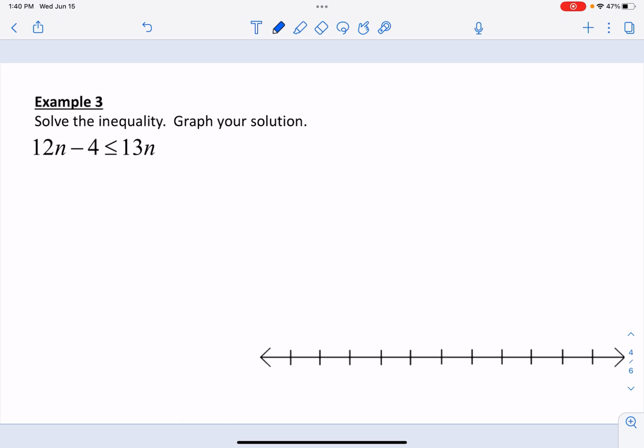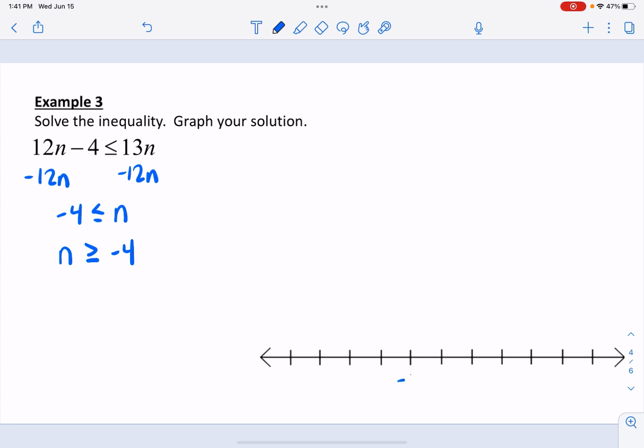Okay, solve that inequality, graph your solution. So get the variables all on one side. I'm going to subtract 12n from both sides. So I have negative 4 less than or equal to n. Now I'm going to switch the location of everything. I'm going to write the n on the left and the negative 4 on the right. So our sign is less than or equal to, but how I look at it is the sign opens up. It's like the mouth is eating the n. So that's how your sign has to go.